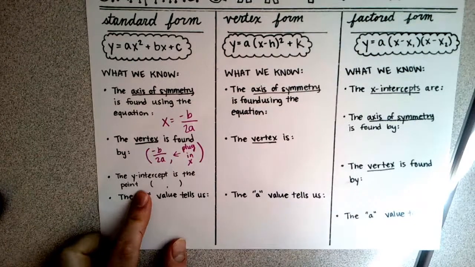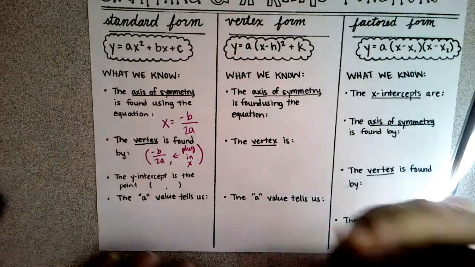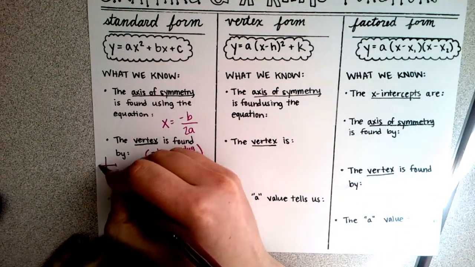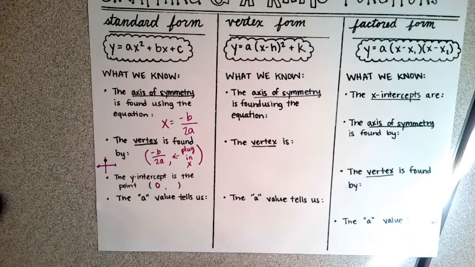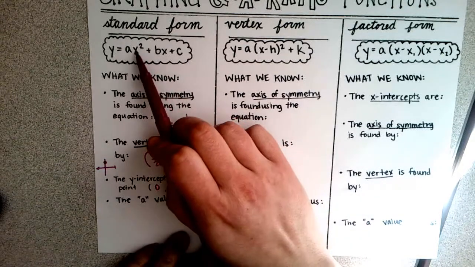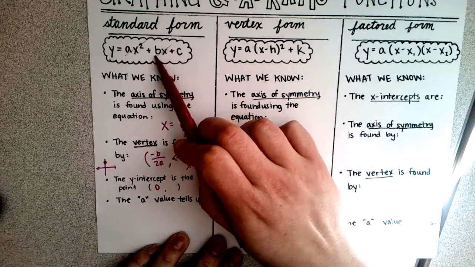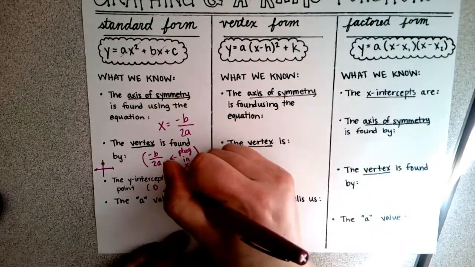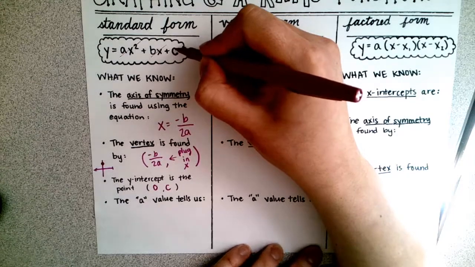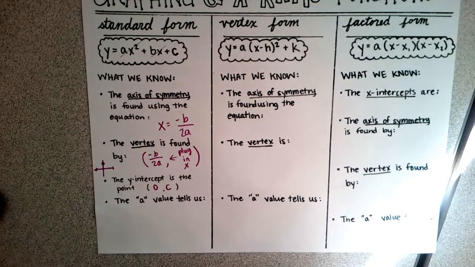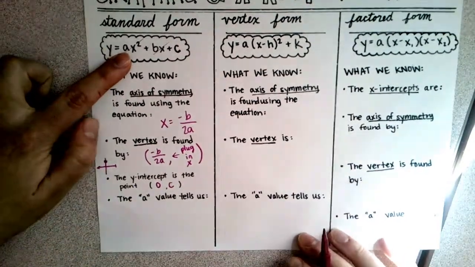Something we haven't exactly talked about, but we can talk about now, is that we should know how to find the y-intercept. When we look at a graph of any function, the x value of a y-intercept is always 0. And if you think about plugging 0 in for x into this function, this becomes 0, so that would be gone. This becomes 0, that would be gone. All that's left is c. So the y-intercept is always just going to be the point (0, c). So this c value actually is quite important when you're looking at a graph of an equation in standard form. Okay, and then that a value tells us a couple different things.